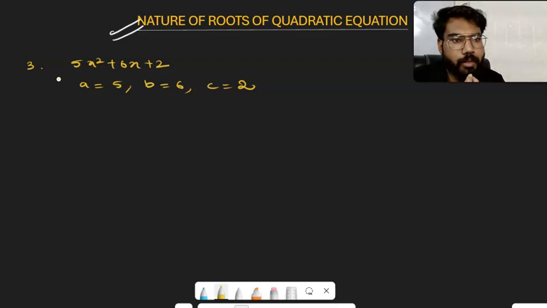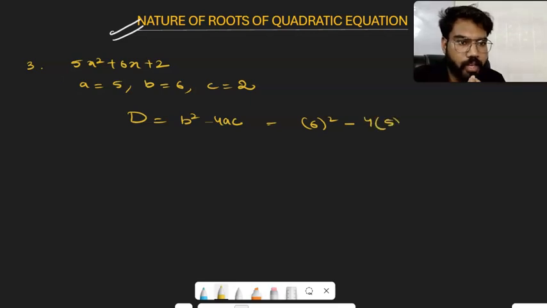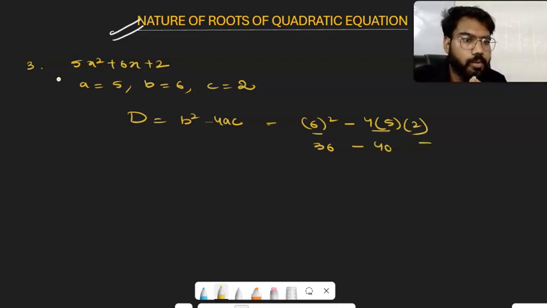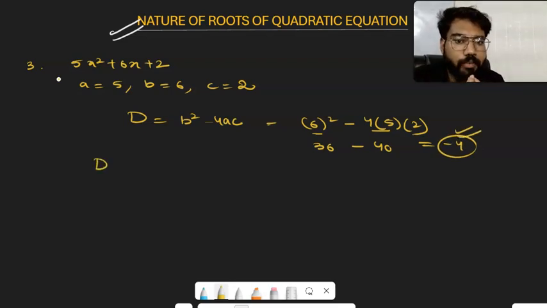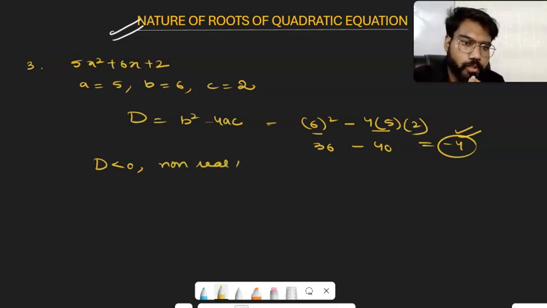So first of all we calculate the value of discriminant. D is equal to b square minus 4ac, 6 square minus 4 into 5 into 2. So 6 square is 36 minus 4 into 5, 20, into 2, 40. So discriminant is minus 4. And we know that this is case number 3. If d is less than 0, in that case we will have non-real roots, or we can say imaginary roots.